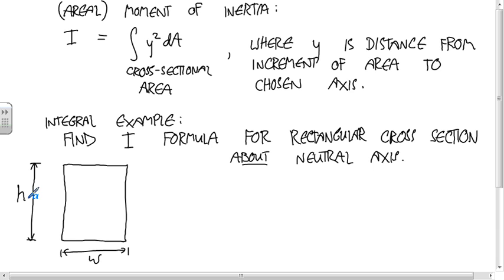The height is h. The neutral axis is this. It has to be a horizontal line and it has to go through the centroid of the shape. And then I'm going to use this coordinate system with y pointing up and z pointing this way. Again, this would be like looking straight into the arrow side of the x-axis.